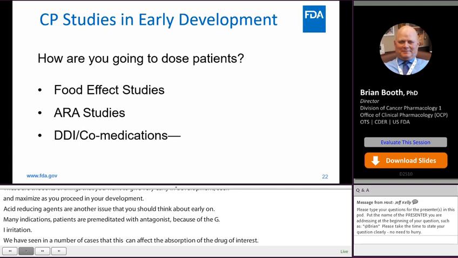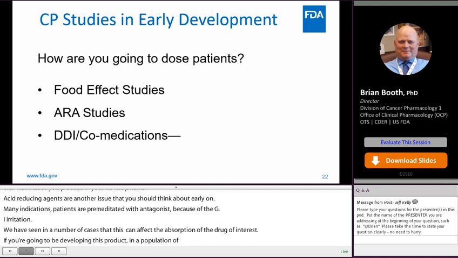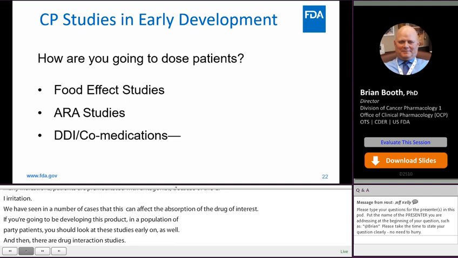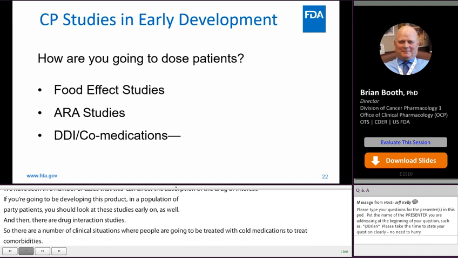And then there are drug-drug interaction studies, right? So there are a number of clinical situations where people are going to be treated with co-medications to treat some other comorbidities. AML is an example in which they're treated with antifungal agents. And antifungal agents are very strong inhibitors of CYP3A4 drugs. And so they can lead to excessive exposures of the drug.